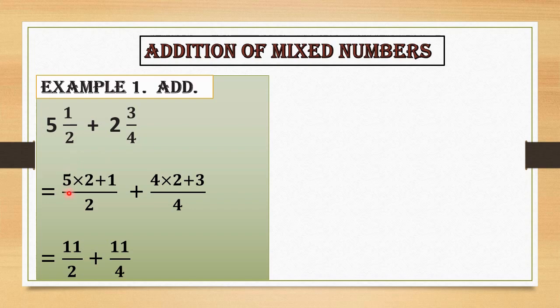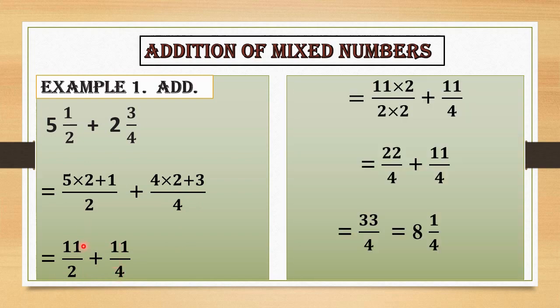First we will do it like this: 5 multiplied by 2 plus 1 upon 2 plus 4 multiplied by 2 plus 3 upon 4. You know that 5 2s are 10 plus 1, that is 11 upon 2, plus 4 2s are 8 plus 3, that is 11 upon 4. Here we have to keep our denominator the same. That's why for 11 by 2 we will multiply both sides by 2. So 11 multiplied by 2 upon 2 multiplied by 2 plus 11 by 4. So here you will get 22 by 4 plus 11 by 4.